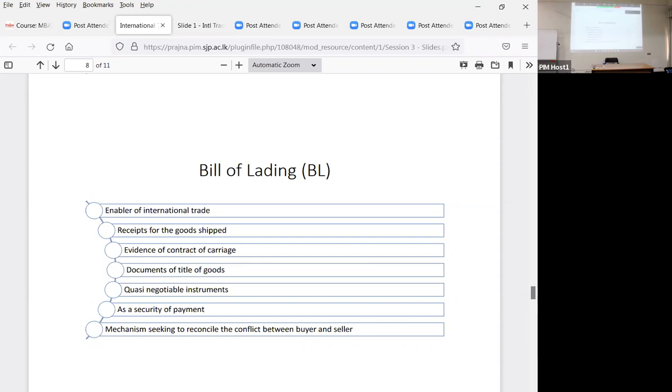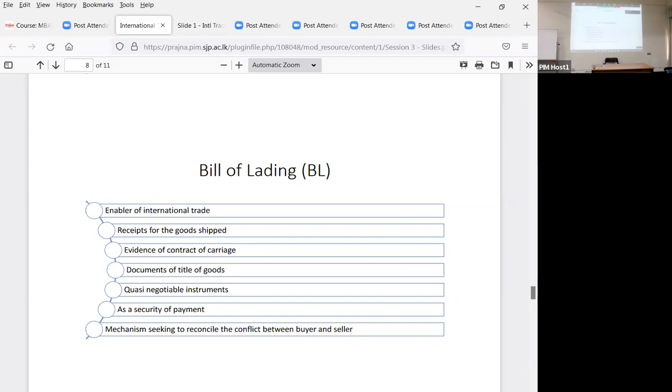And the third and the foremost is the risk: at what point of time the risk passes from the exporter to the importer. So these things can lead to a misunderstanding between the importer and the exporter as to obligations, costs, and risks.